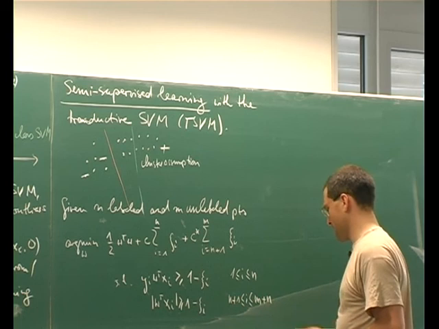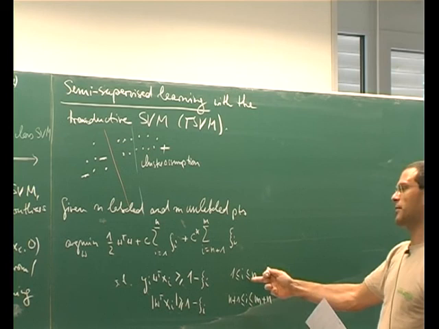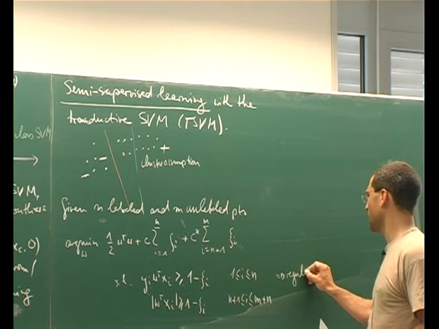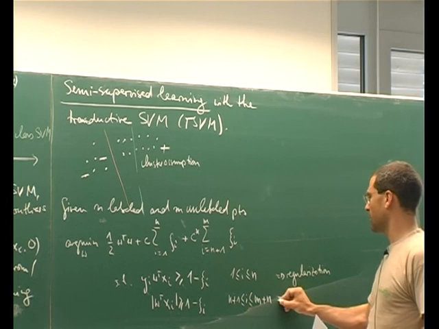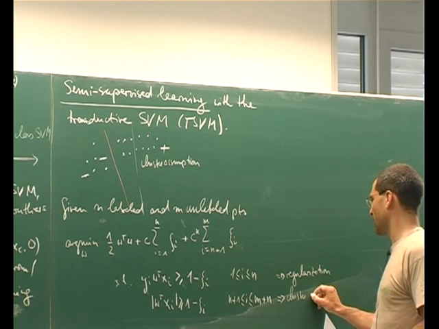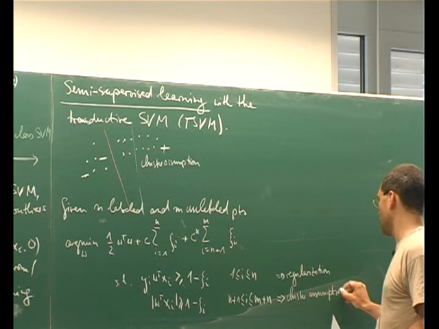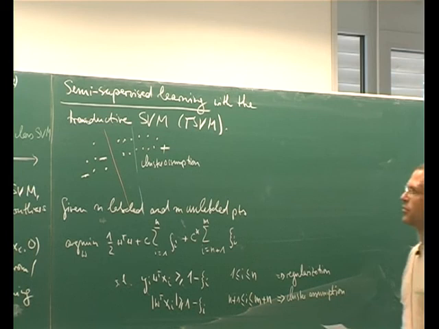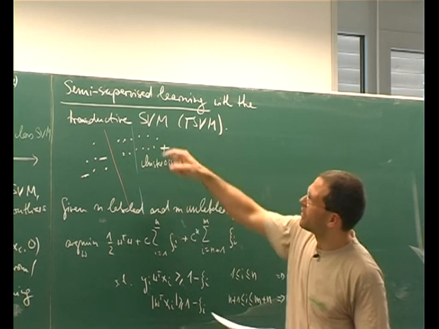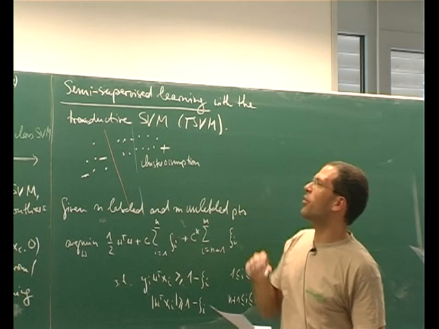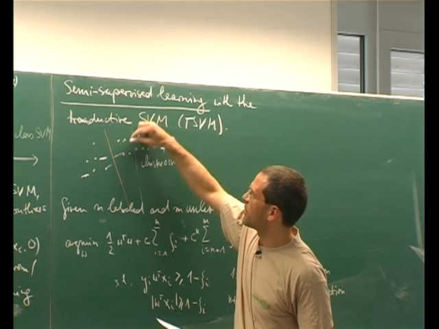Now, this first assumption, so maximizing the margin between the labeled points, that gives you regularization. And the second assumption embodies the cluster assumption. So if you use this formulation on this particular data, it would give you the red solution and not the blue one, because here we would have a very small margin of the unlabeled points, and here we have a large margin even for the unlabeled points for the red solution.